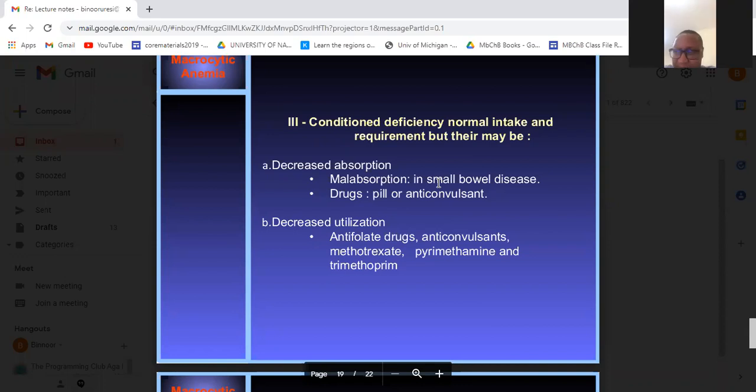Again, some drugs, especially antifolate drugs like methotrexate, some anticonvulsants, pyrimethamine, and trimethoprim, prevent the patients from utilizing the folates because they bind to the folates. So when they bind to the folate, it's not able to be used in the system.